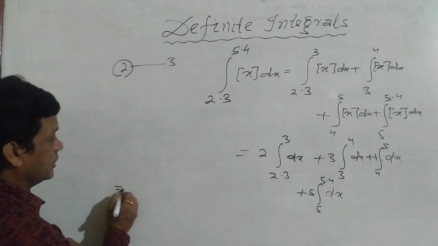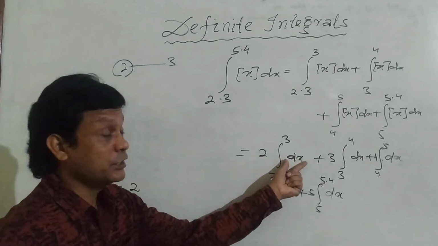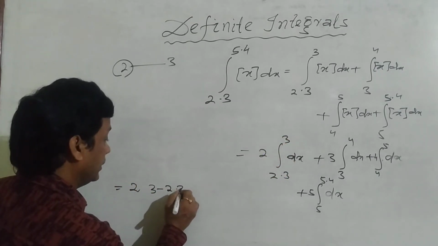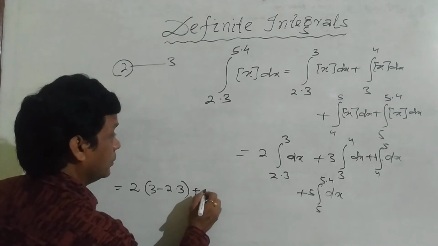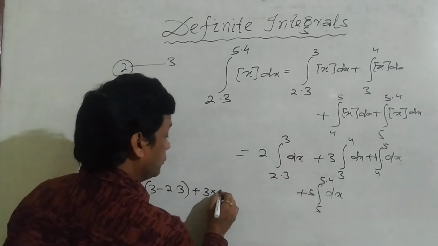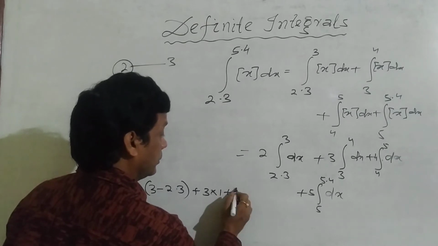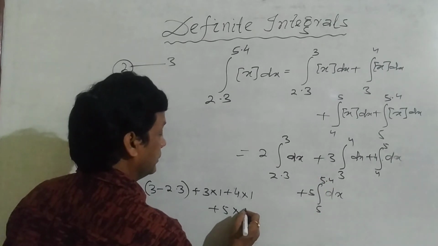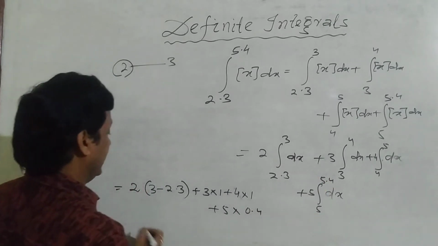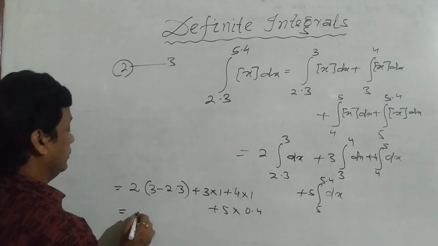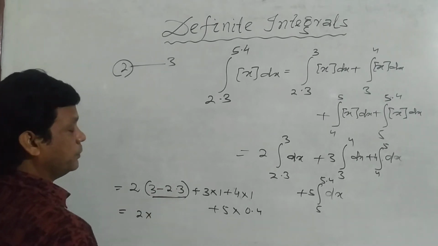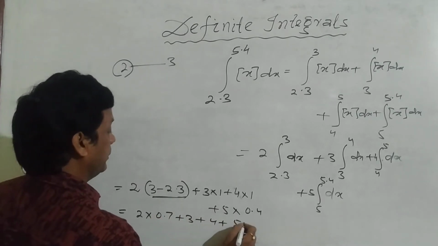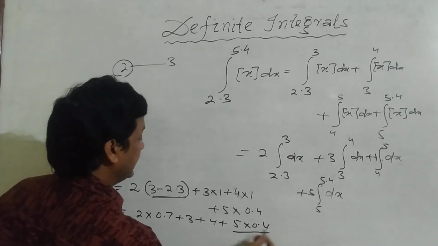Now see here, what is the answer? 2. The integration of dx is x from 2.3 to 3. That means 3 minus 2.3. I will tell you the trick. That means now 3 into 4 minus 3. It is 1. Then 4 into 5 minus 4 is 1. Then 5 into 5.4 minus 5. It is 0.4. See here. What is the trick? 2 into 3 minus 2.3. It is 0.7 plus 3 plus 4 plus 5 into 0.4. So this one is the trick and this one is the trick.